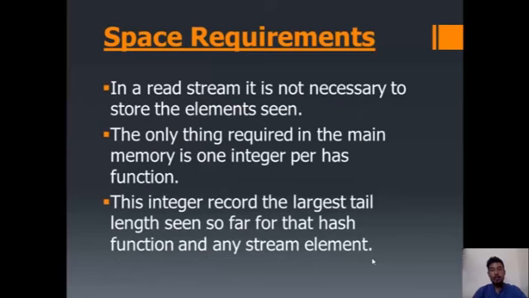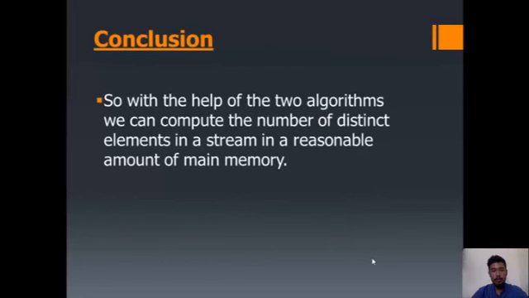Space requirements: in a stream, it is not necessary to store the elements seen. The only thing required in the main memory is one integer per hash function. This integer records the largest tail length seen so far for that hash function and any stream element. So the space requirements problem is basically solved. The conclusion would be, with the help of these two algorithms, we can compute the number of distinct elements in a stream in a reasonable amount of main memory. Thank you.